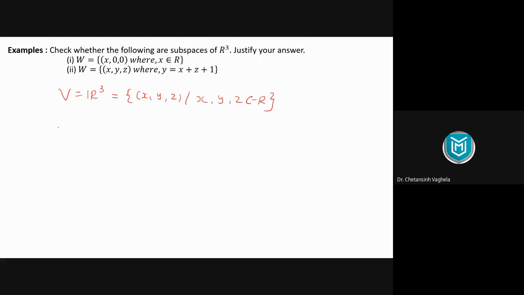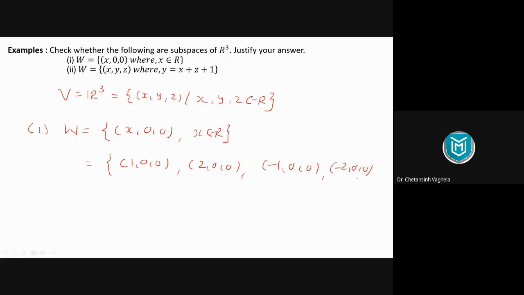Now we have two subsets here. First one is W, the set given by x, 0, 0, where x belongs to R. That means all the vectors which have y and z component equal to 0 are members of your set W. So what kind of vectors will be in W? Is 1, 0, 0 part of your set W? Is 2, 0, 0 part of W? Is minus 1, 0, 0 part of W? Is minus 2, 0, 0 part of W? Is 0, 0, 0 part of W?